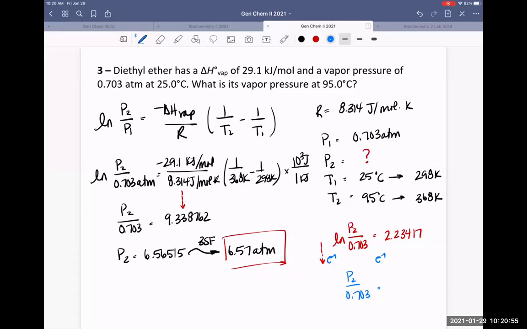Give me a thumbs up if you got 6.57 atmospheres. I know some of you are still working. Normally, this is where I circulate and sit down next to you and help you if you're stuck, but I can't really do that now, but you can feel free if you are stuck. I want you to feel comfortable asking a question.